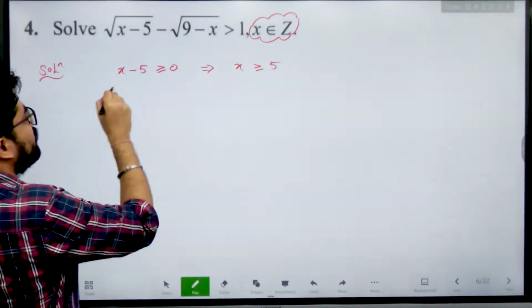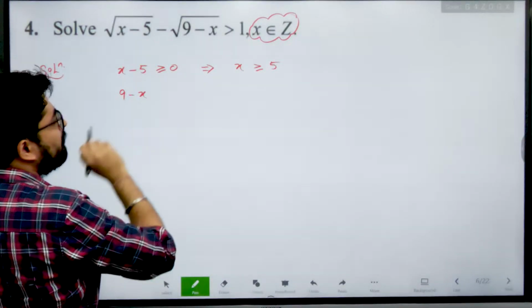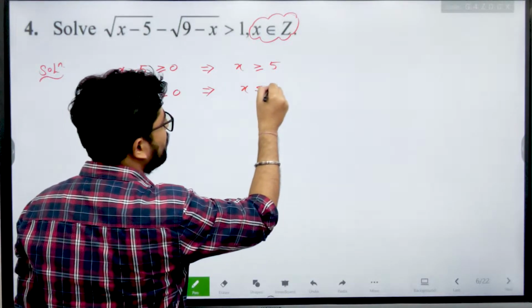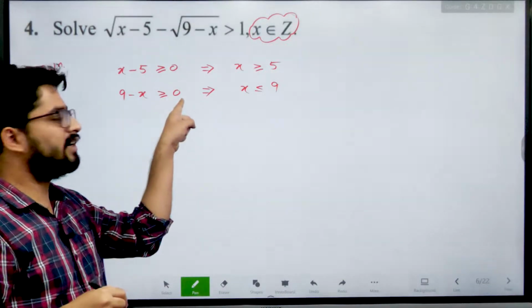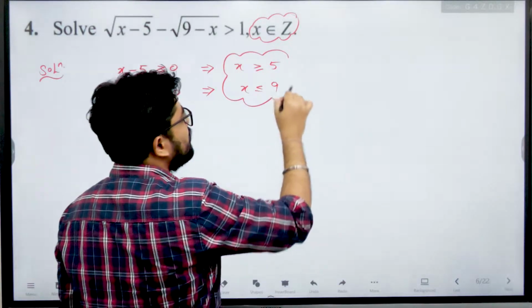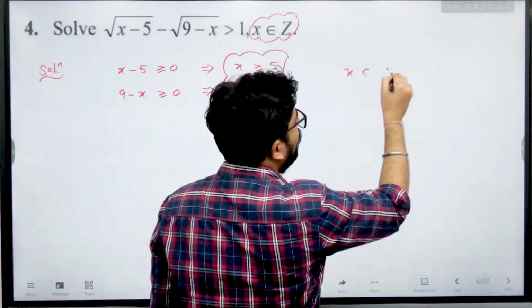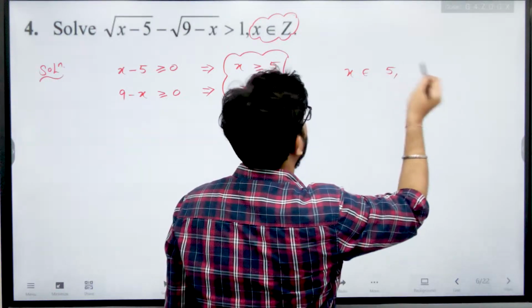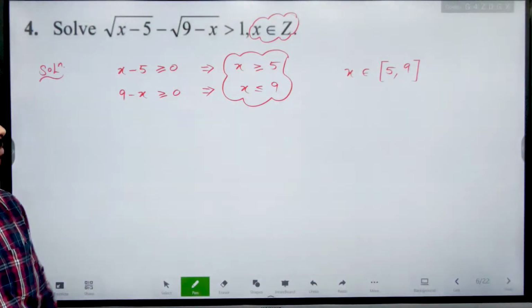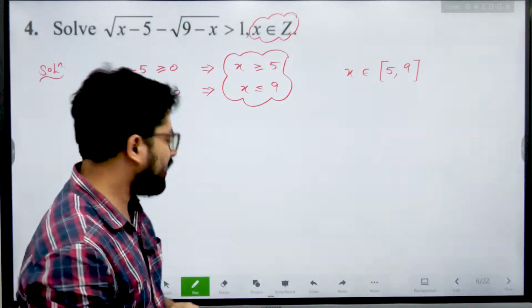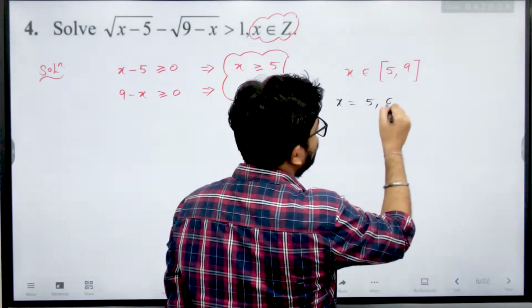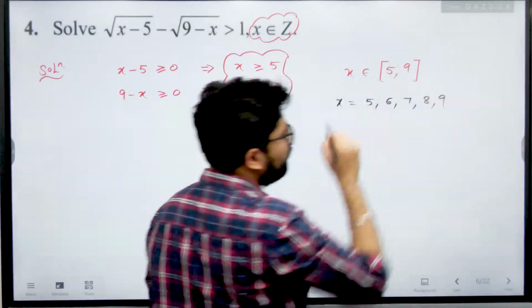And the second one is root of 9 minus x, which is defined whenever 9 minus x is greater than or equal to 0, so x is less than or equal to 9. From these two, we can say x belongs to 5 to 9, greater than or equal to 5 and less than or equal to 9. And we want integral values. So the integral values are x equal to 5, 6, 7, 8 and 9.